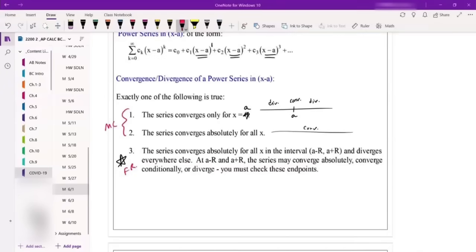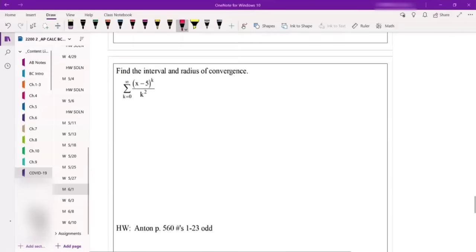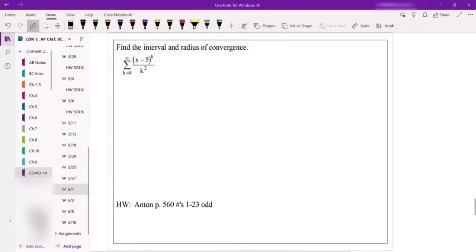At A minus R and A plus R, the series may converge. It's the same thing as before, folks. There's really nothing different to this. It's really the same stuff. You don't need to memorize all that jargon. Plus you only have a week left and you graduate anyway, so at this point, who really cares?